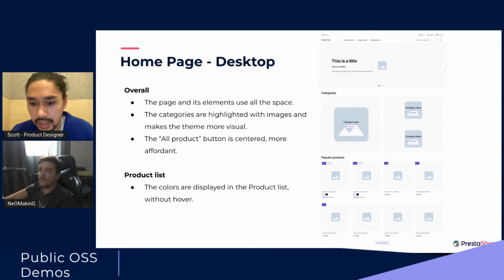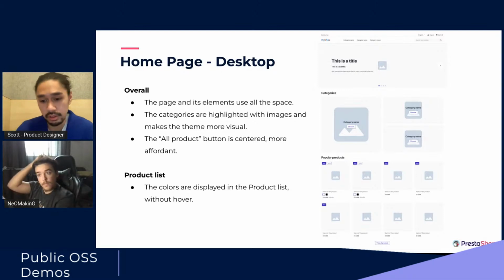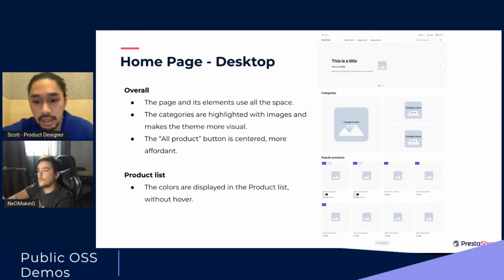And if you look at the bottom of the screen, you will see a button. This is the view all products button that has been changed. It looks more like a button, so it's better, it's more affordant, and it looks like a real button. And of course, we made the improvement on the product list. As you can see, the colors are displayed in the product list without any hover, so it allows customers to see the different variations without hovering the product.